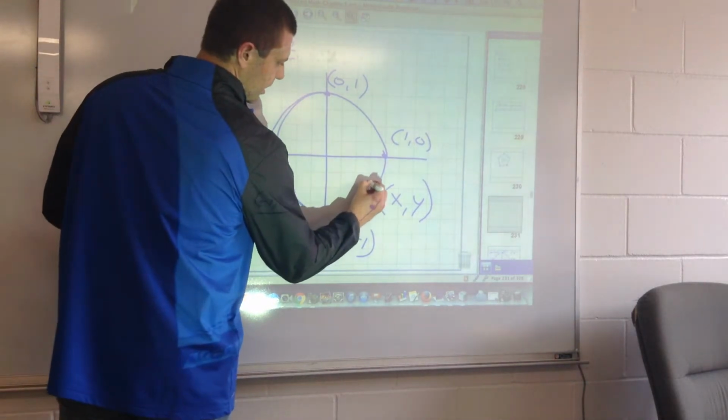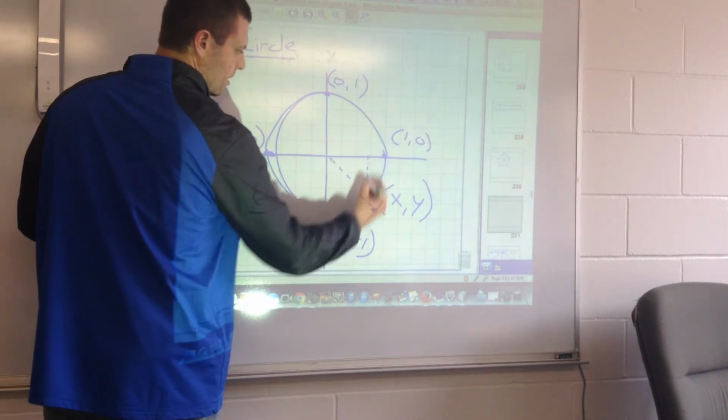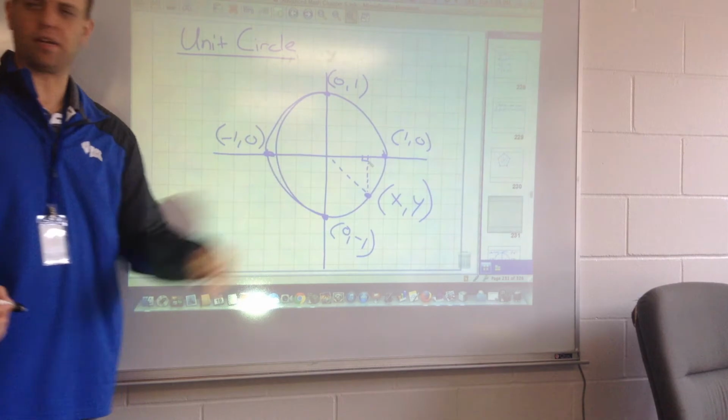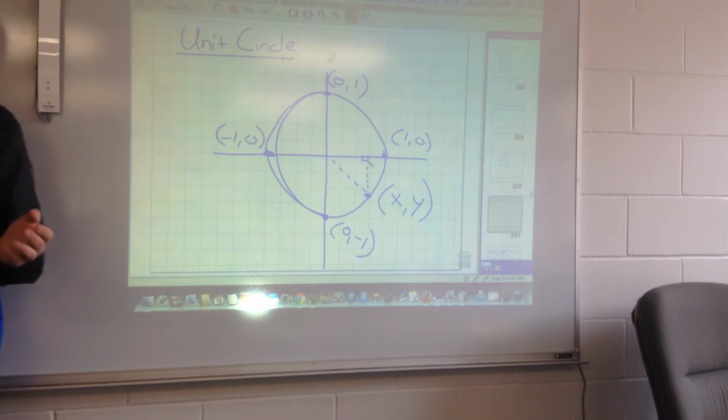So I'm going to go straight up. And I'm going to go back to the origin, and by doing that I've created a right triangle. Everybody see that? Okay. I know all 3 lengths of that right triangle. But 2 of them are in terms of a variable.